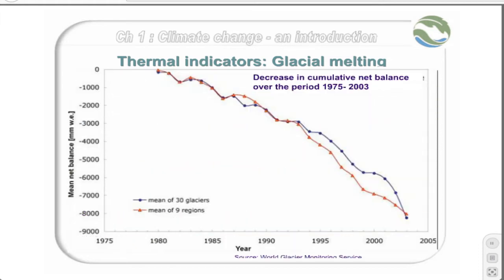Furthermore, this final graph details the decreasing net balance for both 30 monitored glaciers and the means of glaciers in 9 different regions monitored by the World Glacier Monitoring Service.